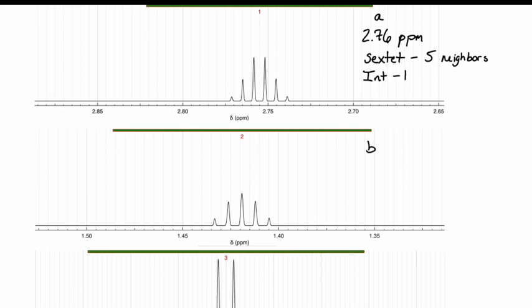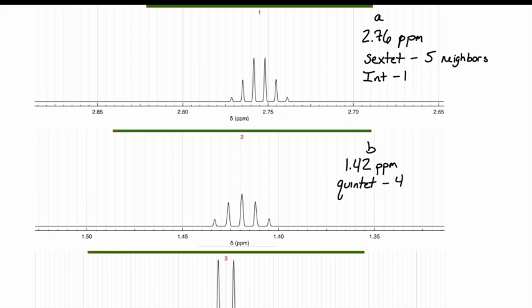So this is B. This is 1.42 ppm. This is 1, 2, 3, 4, 5. So this is a quintet. All right, a quintet means that we have 4 neighbors. And lastly, my integration is again given to me at the top here. My integration value is 2.